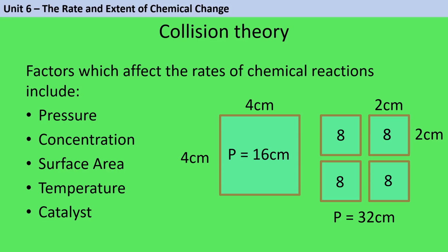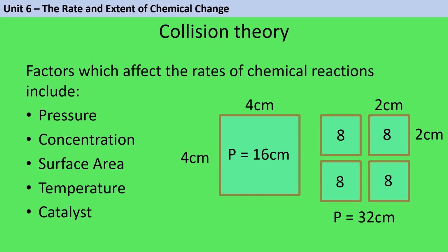This might be easier to visualise in 2D. If this green block represents a piece of magnesium sat in some acid, the acid can only react with the outside rim, this 16cm perimeter. But if we cut each side into two, then we expose all these central parts that can now react as well. Even though each one of those pieces individually is smaller than the original square, when we put the four of them together, they still have the same area, but a larger perimeter.